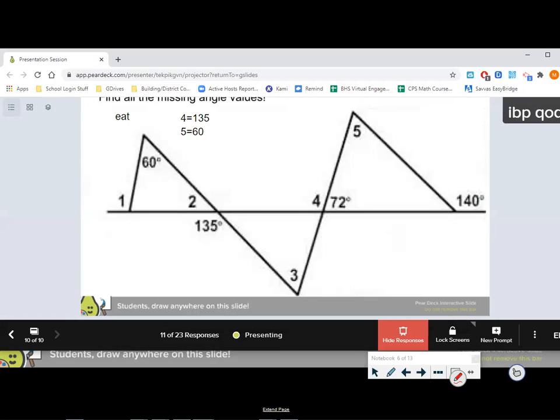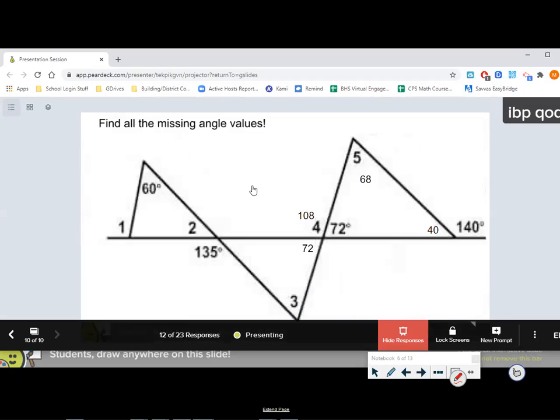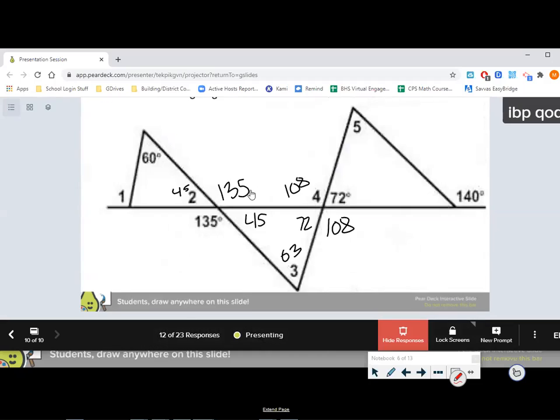You guys notice on this one, I don't actually need you to write down the theorems or anything. I just need you to generate the values. So you just go ahead and generate the values.